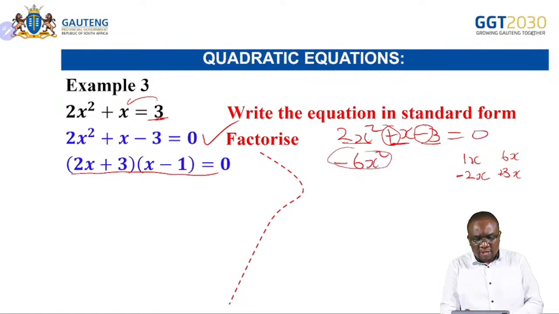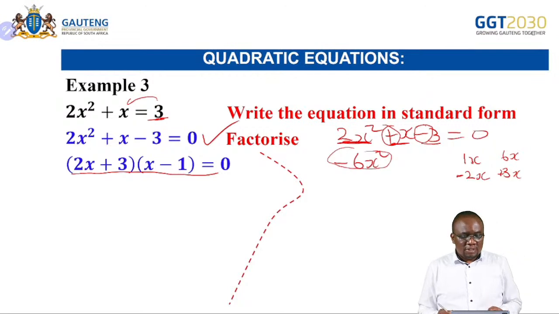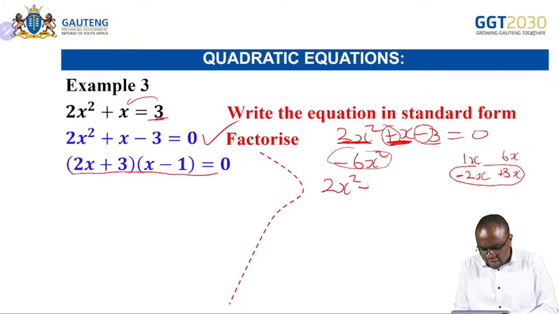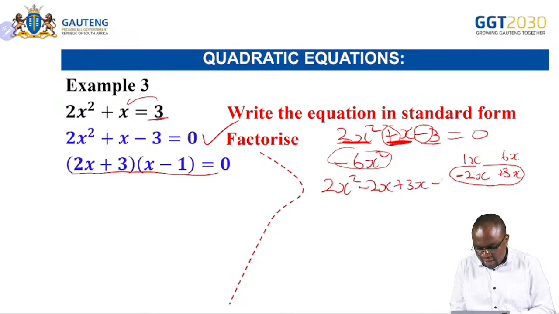Please be careful when the coefficient of x squared is not 1. We can't do the shorter method, we have to do the longer method. Now we are going to replace the middle term with these two terms. So it's 2x squared minus 2x. The order does not matter. You can start with positive 3x, plus 3x minus 3.